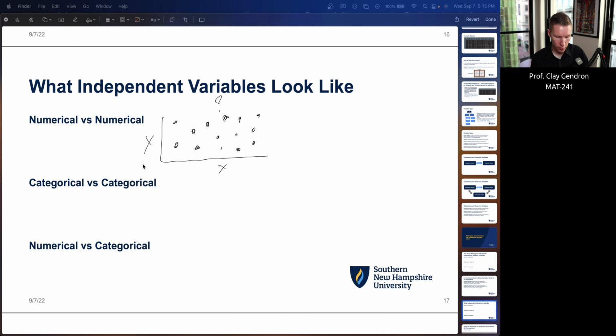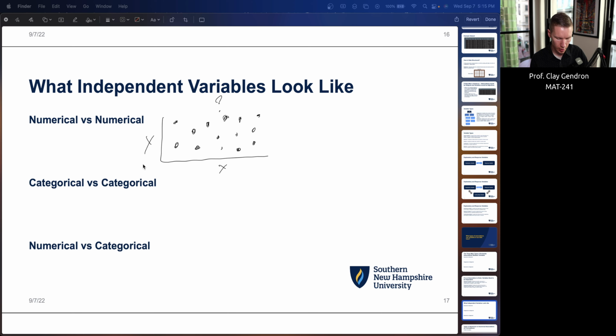For our categorical versus categorical, I'm going to see if I can grab this. I don't want to do that. Okay, it's okay. So I'm just going to draw it again.